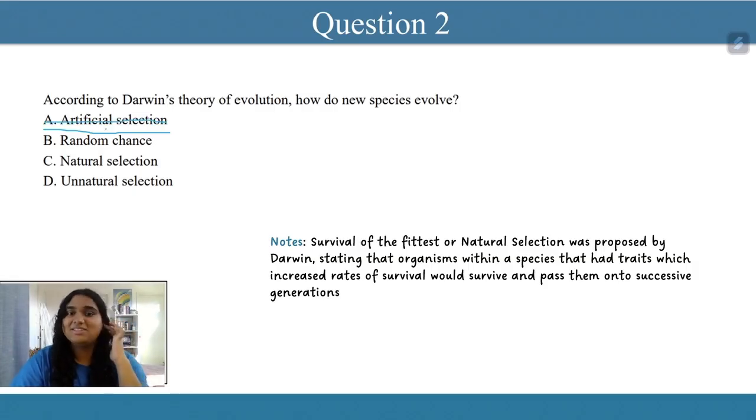Random chance is a different way that species evolved called genetic drift. So, this is where some kind of natural disaster happens where there isn't enough time for natural selection and the selection of favorable alleles to take place. So, the surviving population after that is completely random as to whether or not they contain helpful alleles or not. So, genetic drift is the one with random chance. It's not actually Darwin's theory of evolution. Natural selection, which is our correct answer, C, if you selected that, well done. And then unnatural selection is not even a thing. So option D is not an option that we can have.